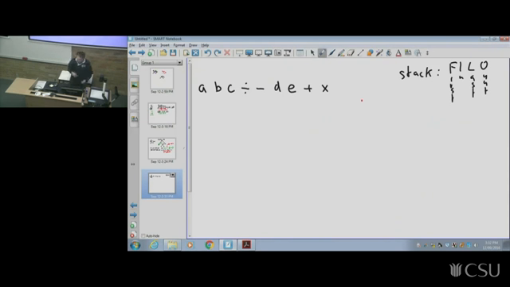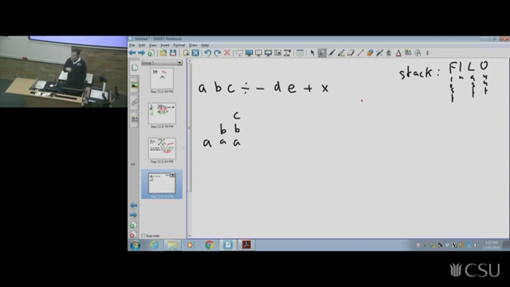So with a stack, the first thing you do is when you see a number, like A in this case, you just put it on the stack. And when you see any number, you just keep putting it on the stack. It just builds up. So you see the A, you put A on the stack. When you see the B, you put the B on the stack. When you put the C, it goes A, B, C. So you just keep building the stack up.